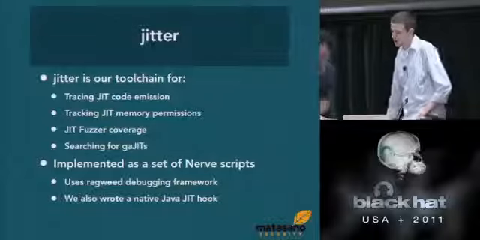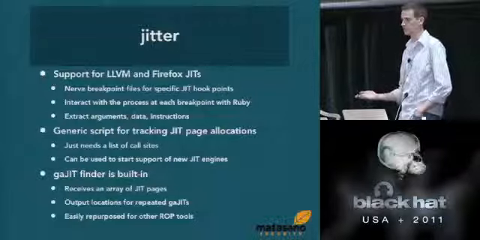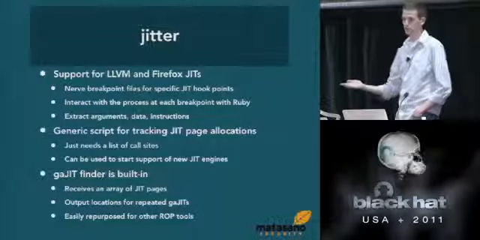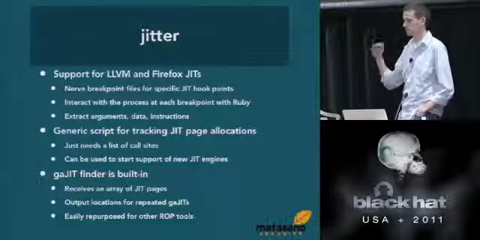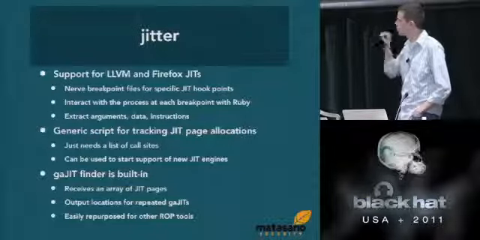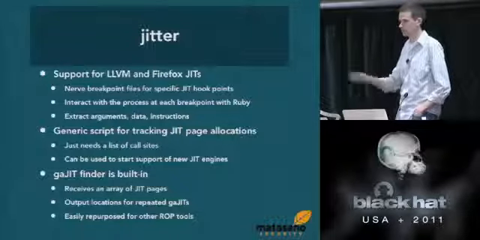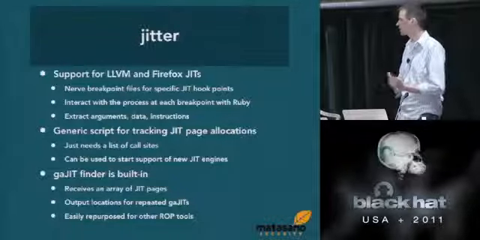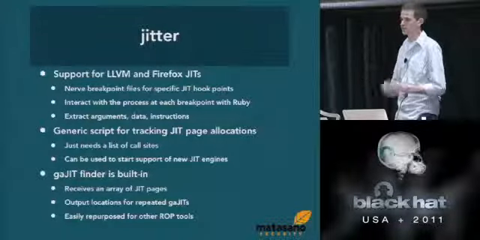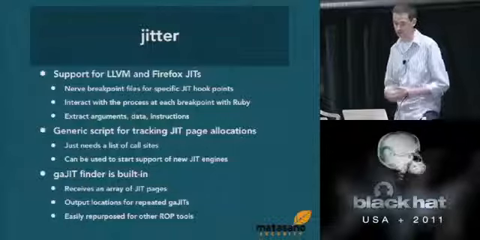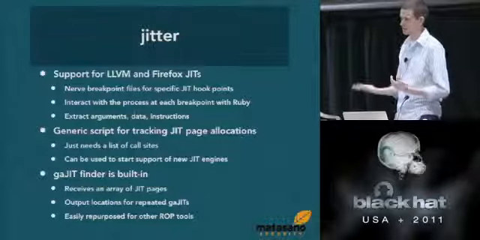Next slide. So the first release of Jitter basically works against LLVM JIT and the two Firefox JITs. And we chose a bunch of what we think are interesting hook points for tracing those engines. These are hook points that you would normally get if you were running a debug build of the browser. You would see all this output from the JIT engine. But if you're trying to write an exploit for one that's actually on somebody's desktop, you're not going to get the debug version. So we looked at the binary and found all these interesting places to hook.